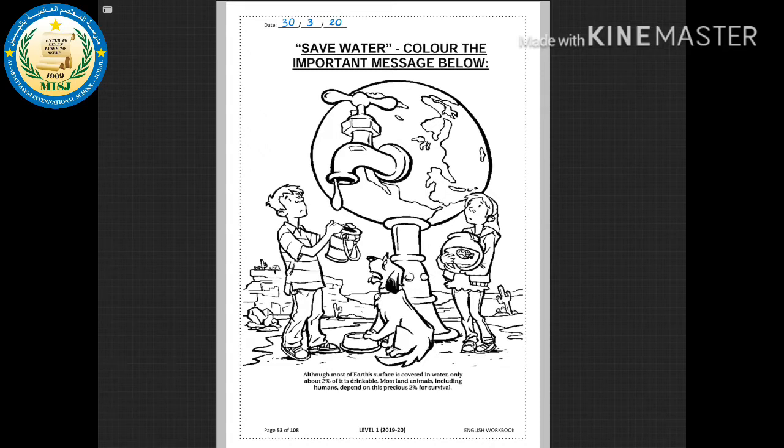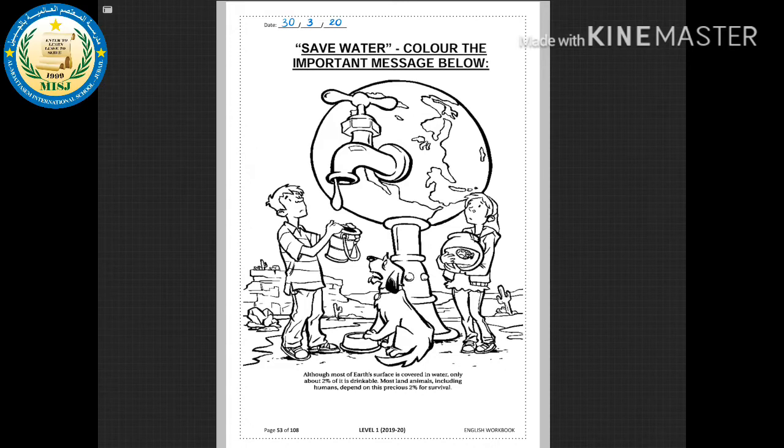Now, besides a boy, there is a dog sitting. By looking at the face of that dog, you could see that he is looking at the tap anxiously. He's waiting for the water to come out, and he's holding a bowl in his hand so he can fill it with water. He's waiting.